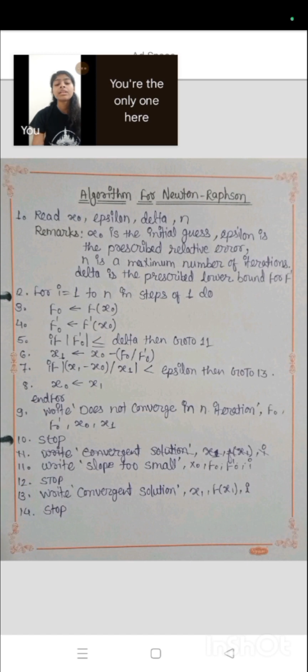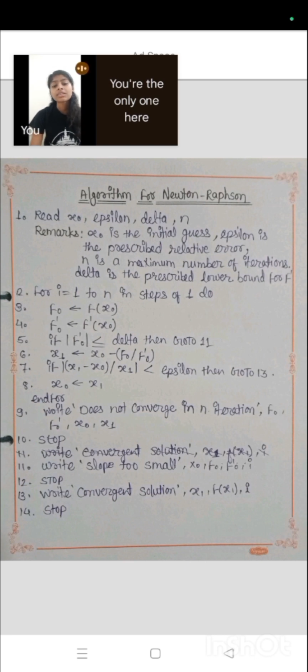Okay, in the next step we write an if condition: x1 minus x0 divided by x1. If this value is less than epsilon, then go to the 13th step. We write convergence, solution x1, and print x1, f of x1 and i, and stop the algorithm. Okay, then if this value, x1 minus x0 upon x1, is not less than epsilon, we put the x1 value in x0 and end the for loop.